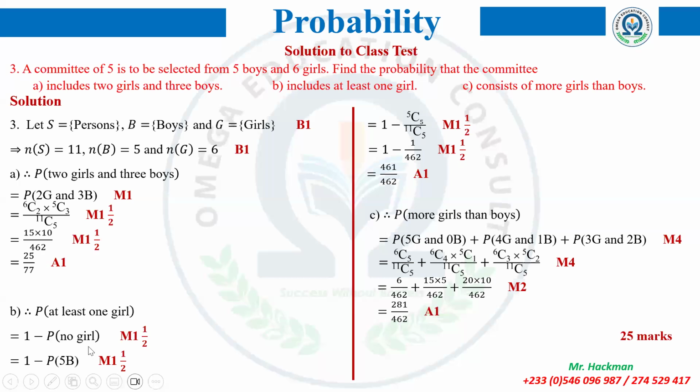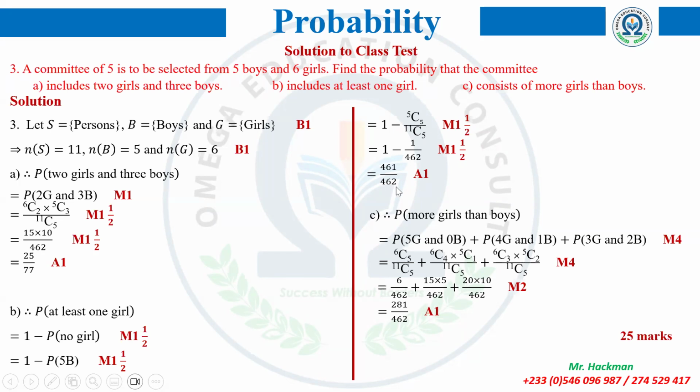So P no girl. If no girl, then it means all of them will be boys. So it will be 1 minus P, 5 boys, and so 5B. Let's check whether we've done 5B anywhere. No, we haven't done 5B. So that's going to give us 1 minus, you are selecting 5 out of 5 boys, over, you are selecting 5 out of 11. So that gives us what we have here. So it will be 1 minus, use your calculator to do this. Then use your calculator to do the whole of this, which will give us this result.